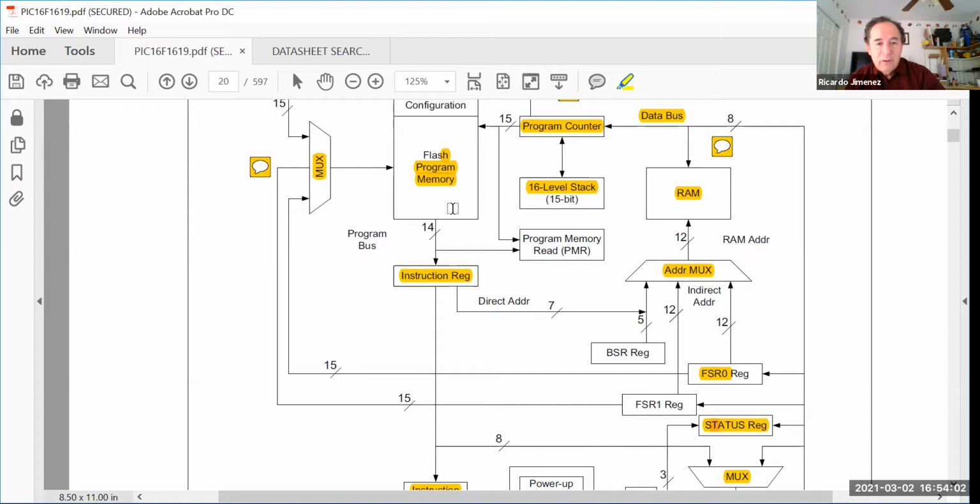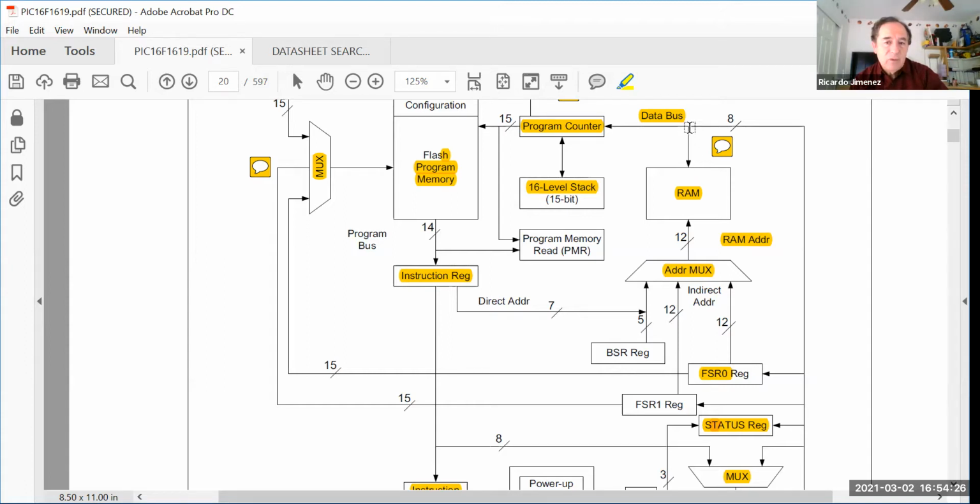You cannot load data from here to here. No, you can only address. You can only give an address location, not data, just the address. Okay. That's why you see there RAM addresses, RAM address, not RAM data. The RAM data comes here.